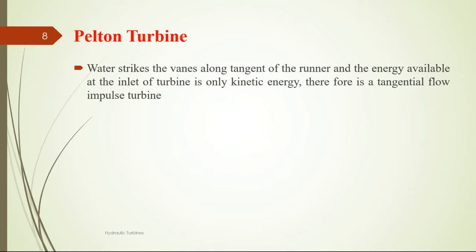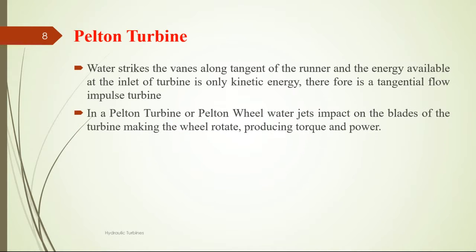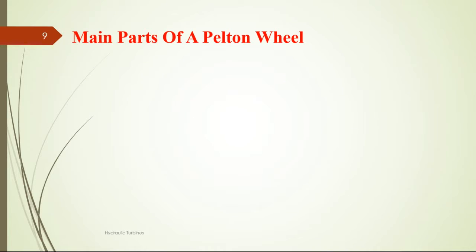Then Pelton turbine. In that, water strikes the vane along tangent of the runner, and energy available at the inlet of turbine is also kinetic energy. Therefore, it is a tangential flow impulse turbine. In Pelton turbine or Pelton wheel, water jets impact on the blades of the turbine, making the wheel rotate, producing torque and power.